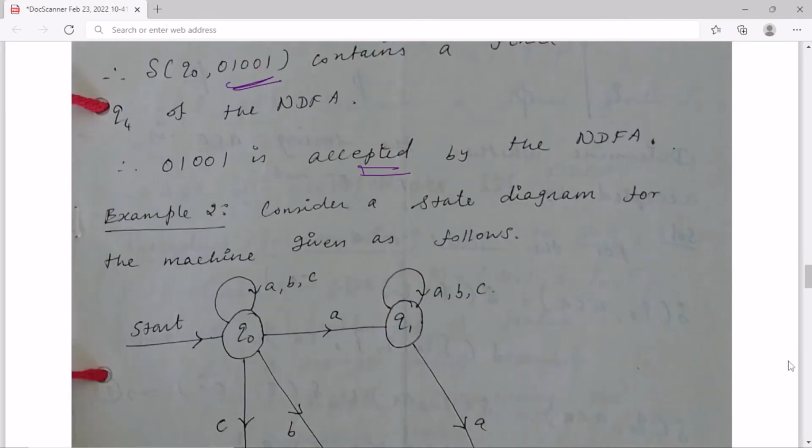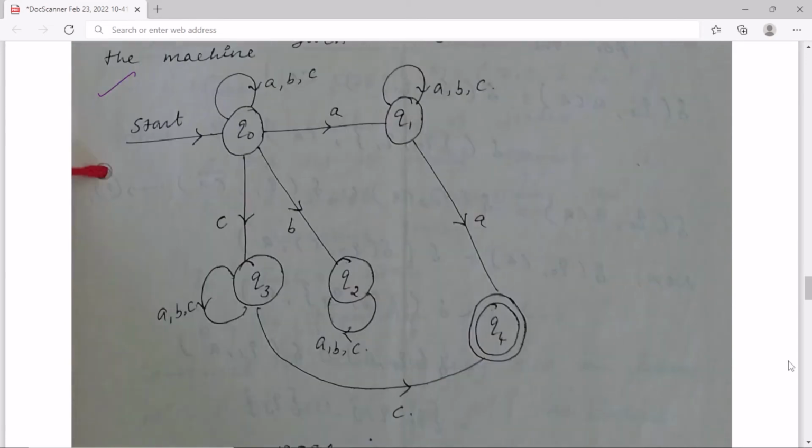Next one. Consider the state diagram for the machine given as follows. So this is a state diagram for a given machine. So this is the initial state. The arrow labeled start indicates this is an initial state, and we have only one final state here, that is Q4 alone. Okay. Next, here you are having so many possibilities. So the set of states Q is nothing but, what are the set of states here? Q0, Q1, Q2, Q3 and Q4.